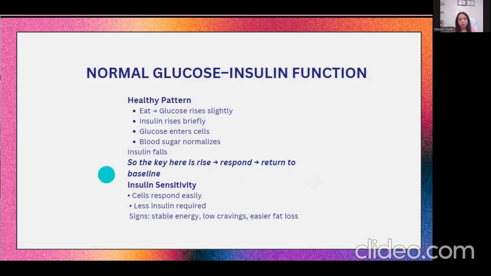ठीक है, बट प्रॉब्लम वहां पे आती है जिसको हम बोलते हैं इंसुलिन रेजिस्टेंस. ठीक है, the rise, respond and return to baseline is what we call insulin sensitivity. ठीक है, so when the sensitivity is good, the cells respond easily. Energy feels stable throughout the day, cravings are less, fat loss becomes easier, because the insulin is not constantly elevated. ठीक है, so the goal is not to zero the insulin. The goal is always towards the efficient use of insulin and a temporary insulin response.